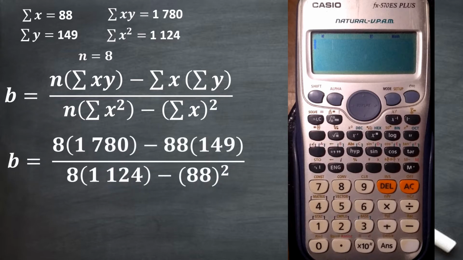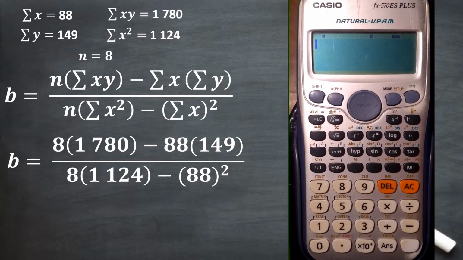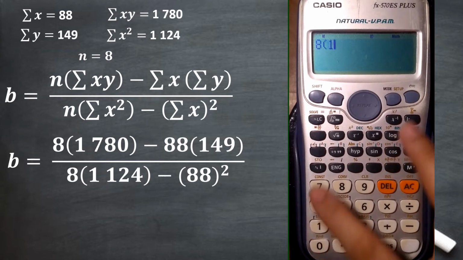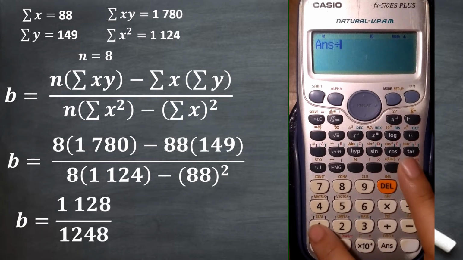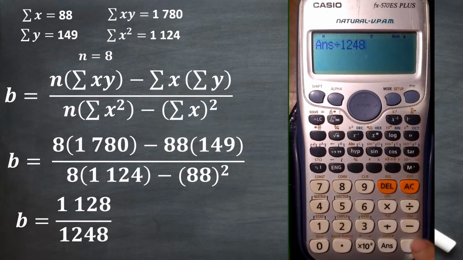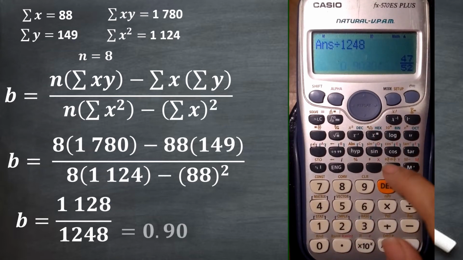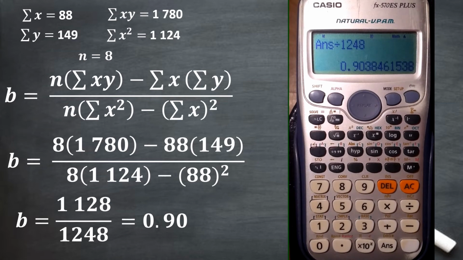Substituting the values for b, we have 8 multiplied by 1780 minus 88 multiplied by 149, all over 8 times 1124 minus 88 squared. For b, we have 8 multiplied by 1780, close, minus 88 multiplied by 149. The numerator is 1128. We already know the value for the denominator, 1248, so all we have to do is divide those two numbers. The value for b is 0.90.